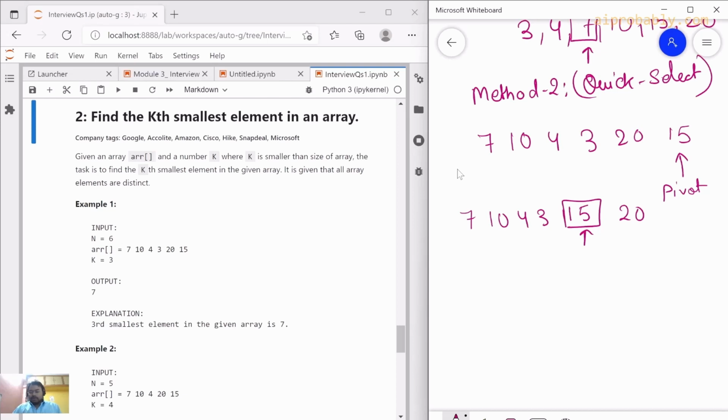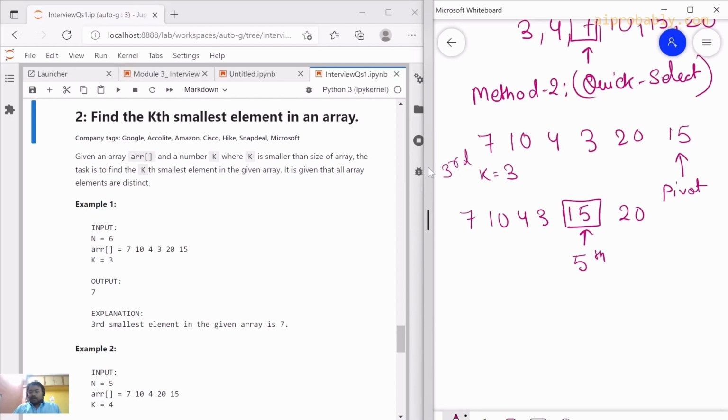Now we need to figure out what index value 15 is currently holding. If we see, the index value here is 1, 2, 3, 4, 5. So it is the fifth position. But in our question we want the k smallest element with k equal to 3. So the k value is 3, and I need to figure out the third smallest element. But here I am getting the fifth smallest element. If you start from here, this is the first smallest element, second, third, fourth, and this is the fifth one. But I need to figure out the third one, not the fifth one.